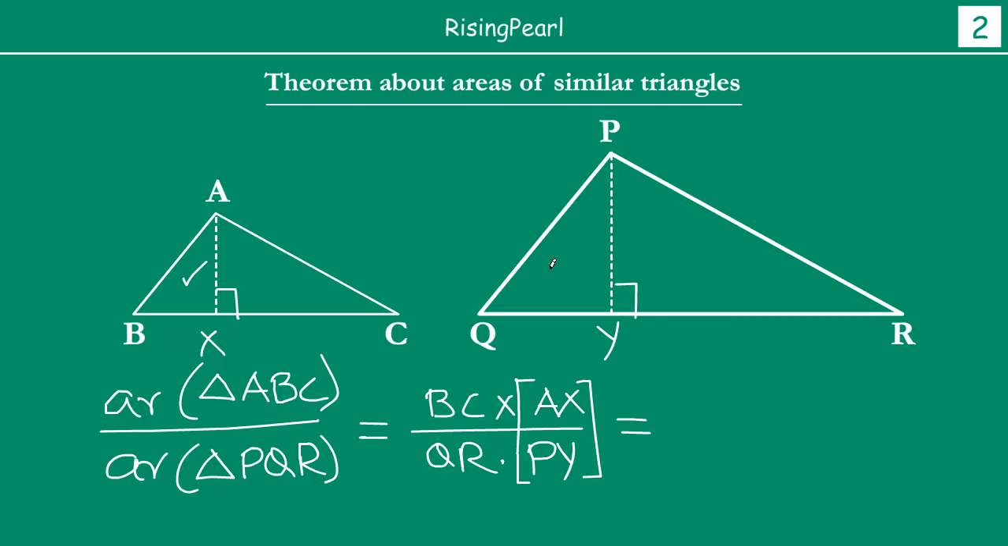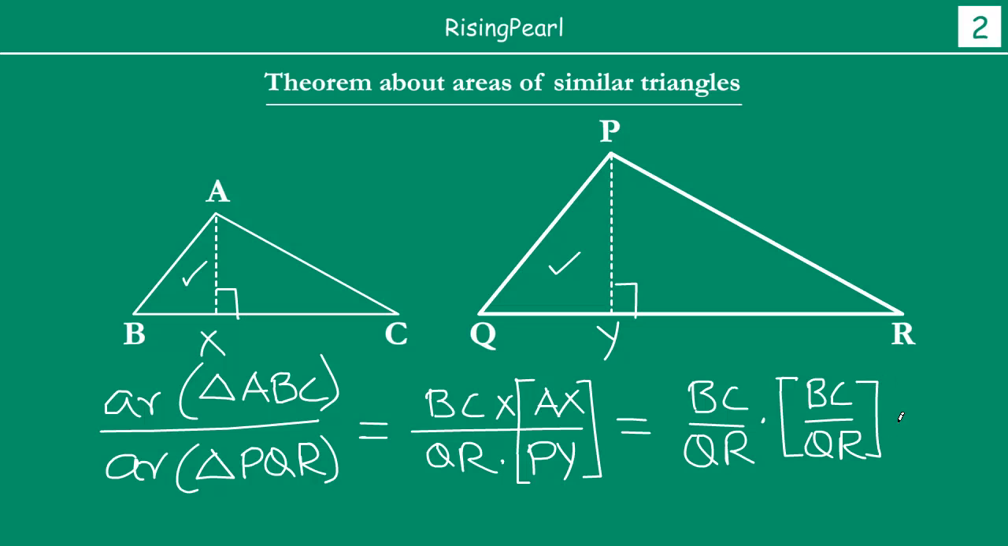When we looked at these two triangles were similar, from there we saw that AX by PY can be written as BC by QR. So we have already BC by QR here, and instead of AX by PY, we will write BC by QR. And so you will notice here, friends, we will get BC by QR square. That is, BC by QR multiplied by BC by QR is nothing but BC by QR square. So friends, the ratio of the areas of two similar triangles ABC and PQR, we got this as the square of corresponding side BC divided by QR.